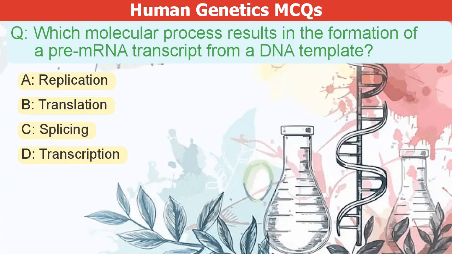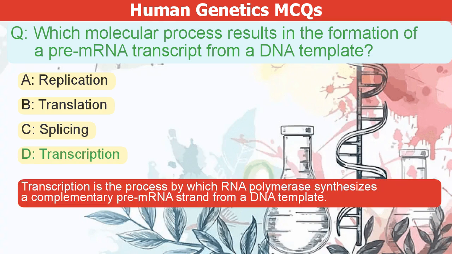Which molecular process results in the formation of a pre-mRNA transcript from a DNA template? A. Replication. B. Translation. C. Splicing. D. Transcription. The correct answer is D. Transcription is the process by which RNA polymerase synthesizes a complementary pre-mRNA strand from a DNA template.